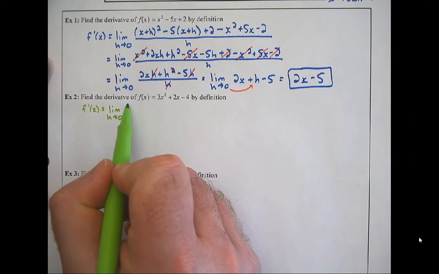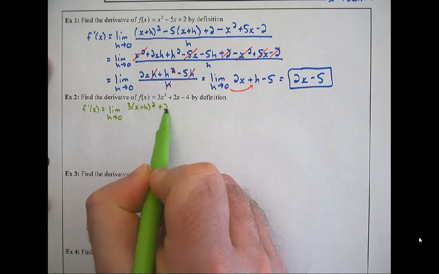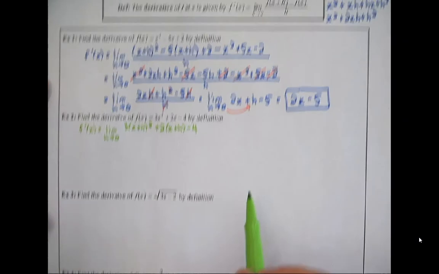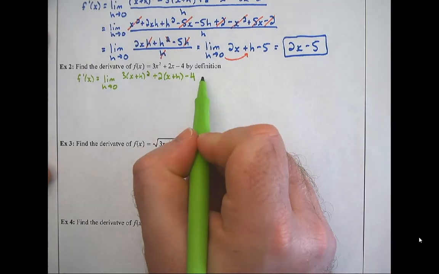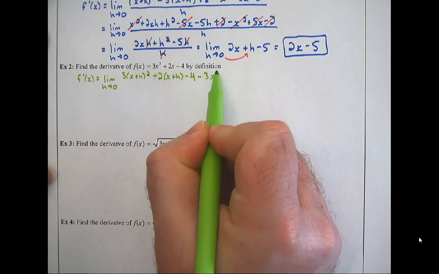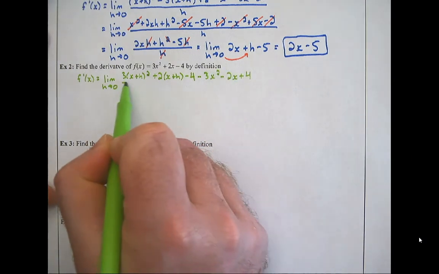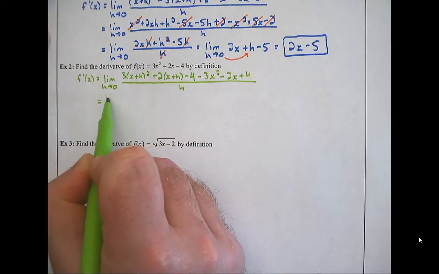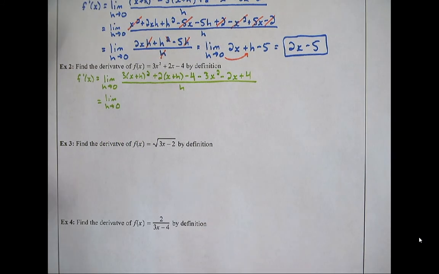So this becomes 3 times the quantity x plus h squared plus 2 times the quantity x plus h minus 4. Now that's just the first part. Then we need to subtract the function. So when I subtract the function, all the signs are going to switch around. Minus 3x squared minus 2x plus 4 all over h. Right away, before I even start to clean up, I write that limit so I don't forget it for the next step.